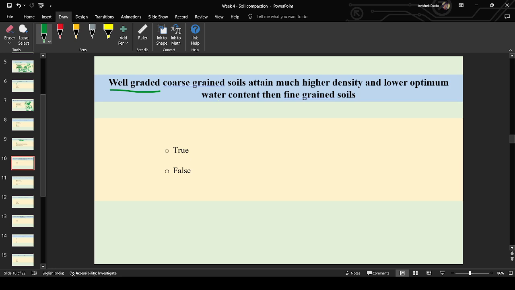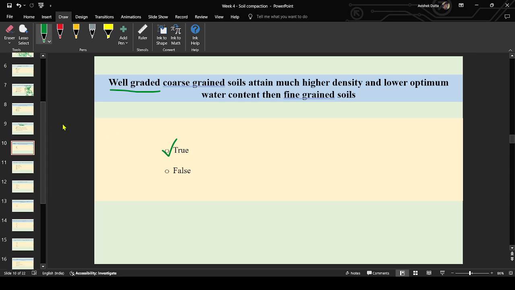Another parameter I mentioned is well graded. That means the soil sample, even if it is coarse grain soil, has particles of all sizes. So the interlocking property will be very high for well graded soil. The particles fill up the voids of the bigger particles. So here compaction will be easier, and with the same compactive effort we can obtain higher density. As I mentioned in the previous question, compaction depends on the soil type, the degree of compaction, and the moisture content. So it is coarse grained and well graded, so obviously it will have higher density and lower optimum moisture content than the fine grained soil. The statement is true. Good.